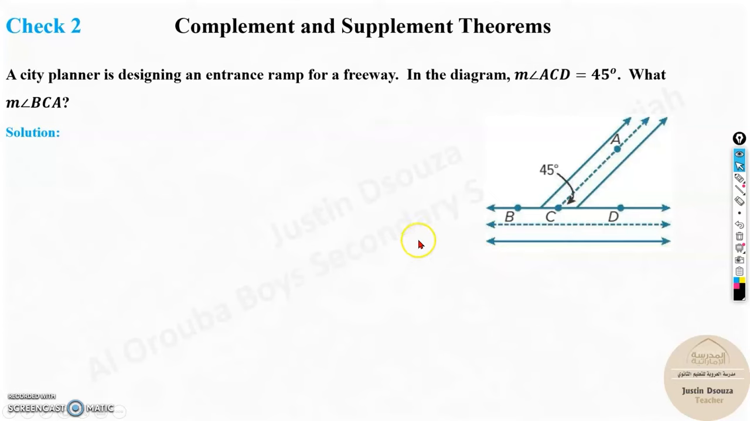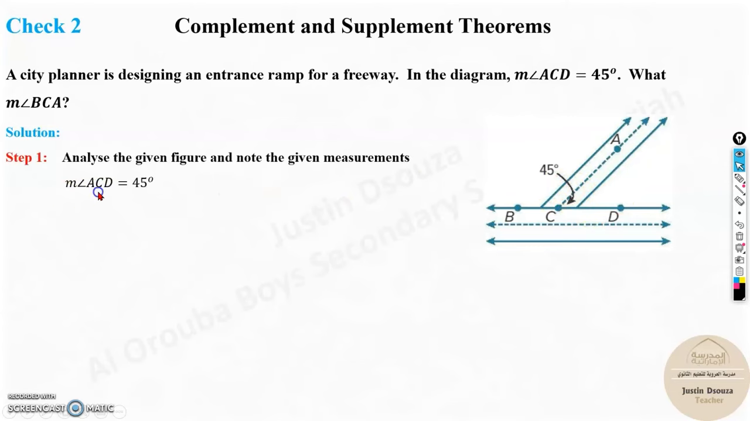I hope you tried pausing the video. Now we will check this. A city planner is designing an entrance ramp for a freeway. In the diagram, the measure of ACD is 45 degrees. What is the measure of BCA? Now you can see again, this is a supplement theorem problem. Here it is 180 degrees in total. We know 45. What is the remaining angle? Same way, we will write it in detail.